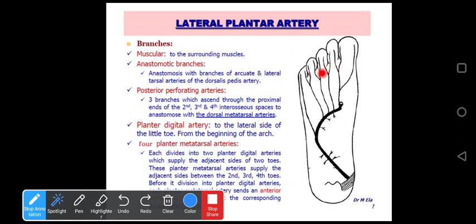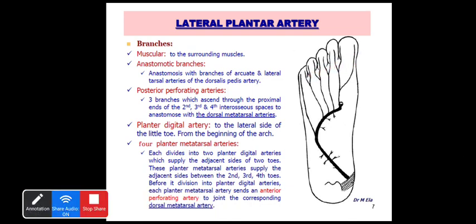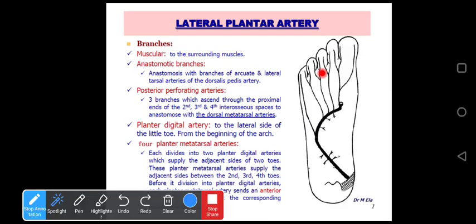So before it divides into the plantar distal arteries, each plantar metatarsal artery sends an anterior perforating artery to join the corresponding dorsal metatarsal arteries. So altogether, we have the posterior perforator arteries. So this is a posterior perforator, and here comes the anterior perforator.